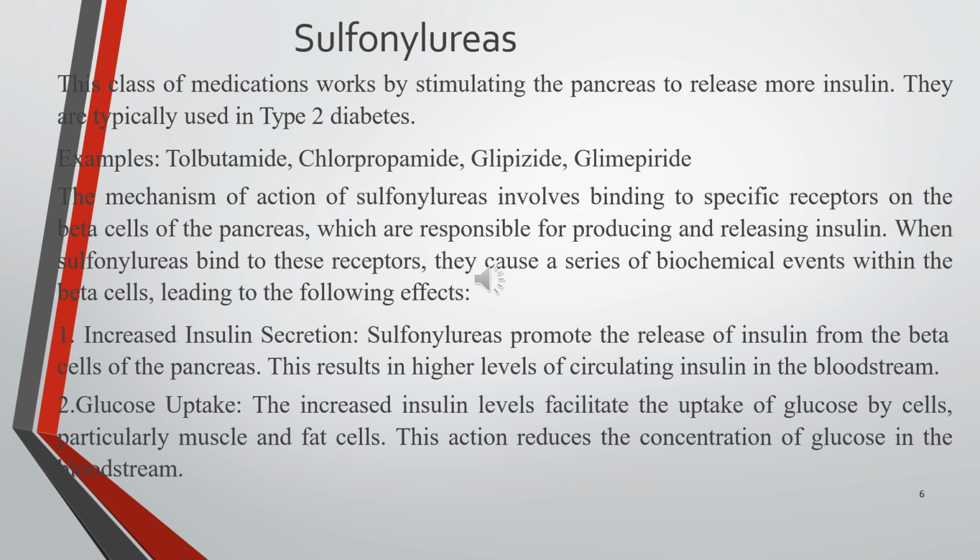When sulfonylureas bind to these receptors, they cause a series of biochemical events within the beta cell, leading to the following effects. First one is increased insulin secretion. Sulfonylureas promote the release of insulin from the beta cells of the pancreas, and this results in higher levels of circulating insulin in the bloodstream. The second one is glucose uptake. The increased insulin level facilitates the uptake of glucose by cells, particularly muscle and fat cells, and this action reduces the concentration of glucose in the bloodstream.